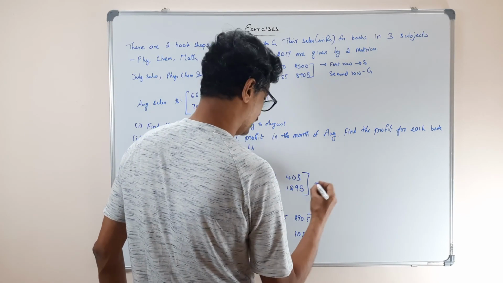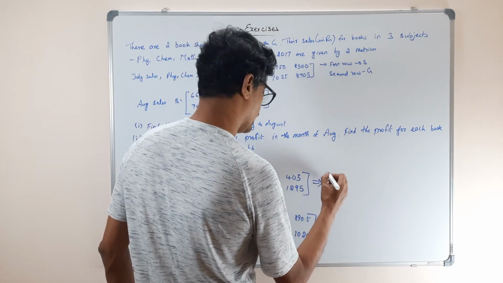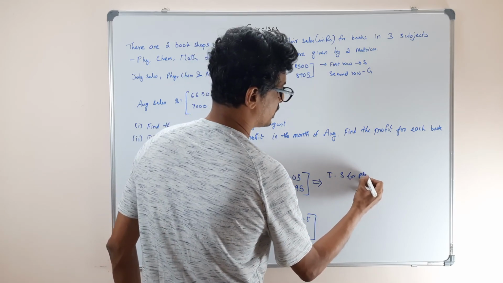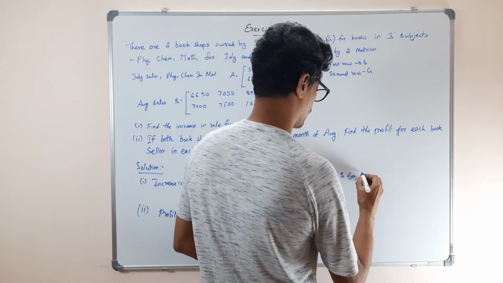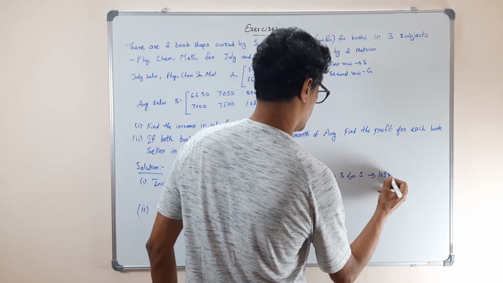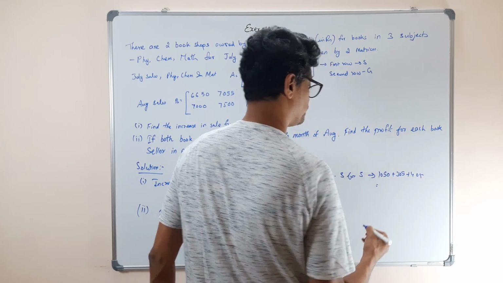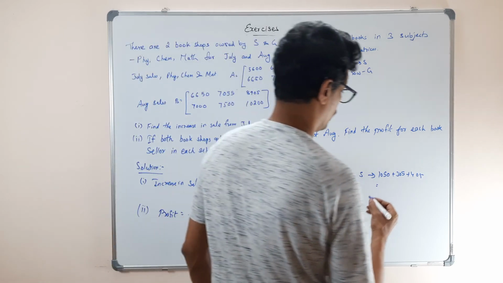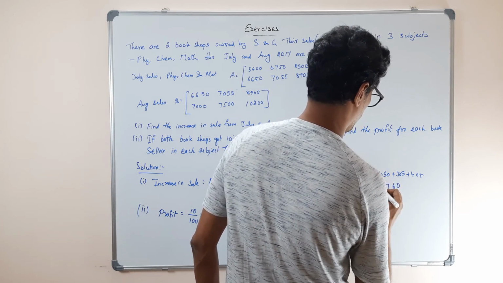You can't write it equal to like this, because the matrix won't be like this. Therefore we can write it as increase in sale for Suresh. For Suresh it will be how much? This plus this plus this, right? 1050 plus 305 plus 405. How much will this be? 1760. Is that correct? Yes, rupees. This is rupees.